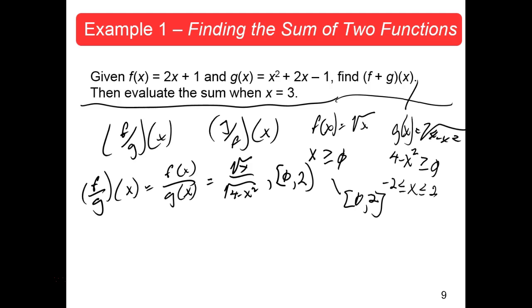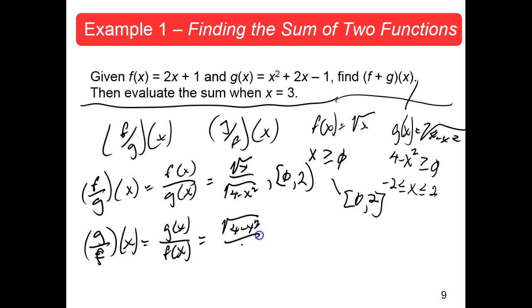Okay. Now, let's do g divided by f of x. First, tell me what that's defined to be. g of x divided by f of x, and that would be the square root of 4 minus x squared divided by the square root of x. Okay? Now, are we hunky-dory with our first domain, 0 to 2 inclusive?